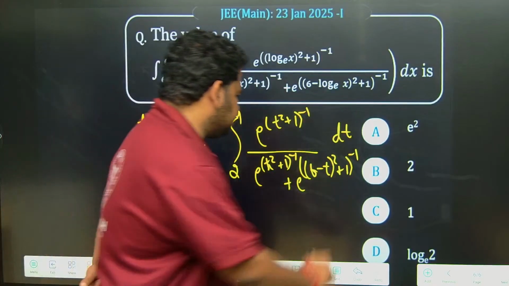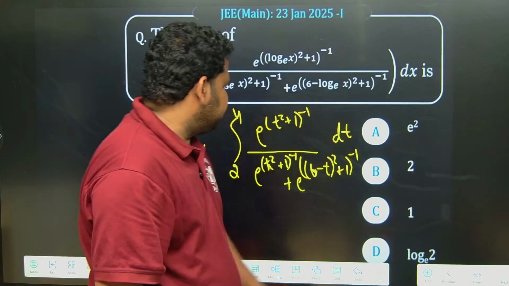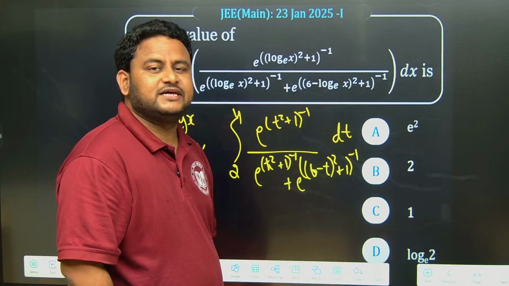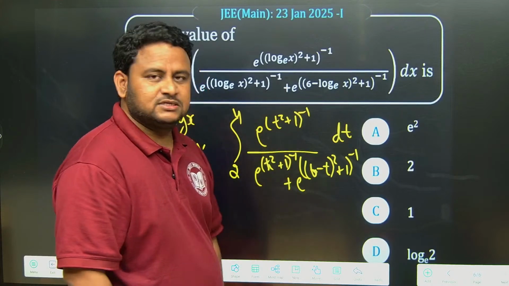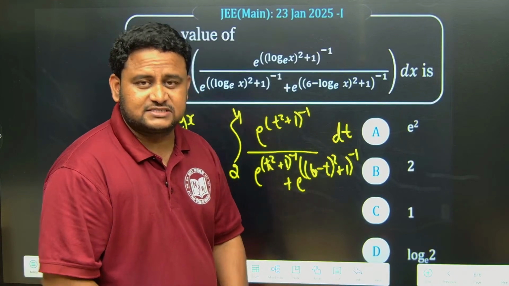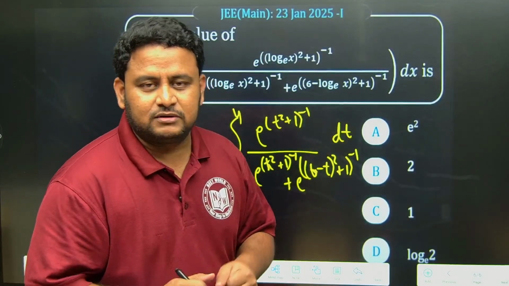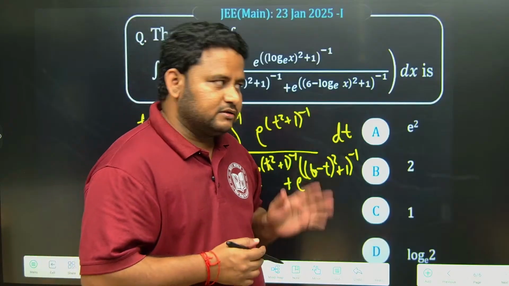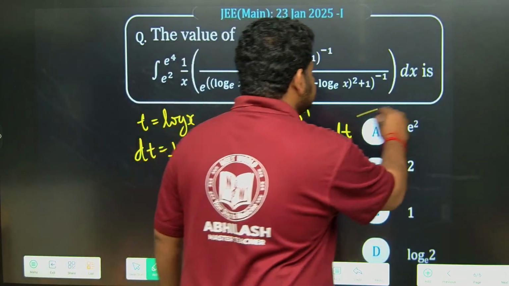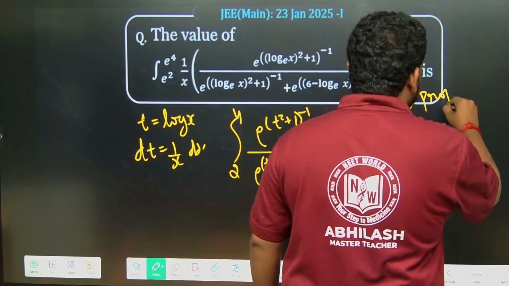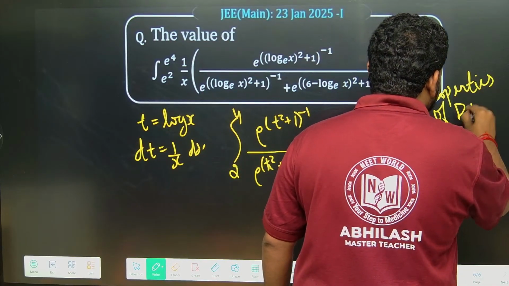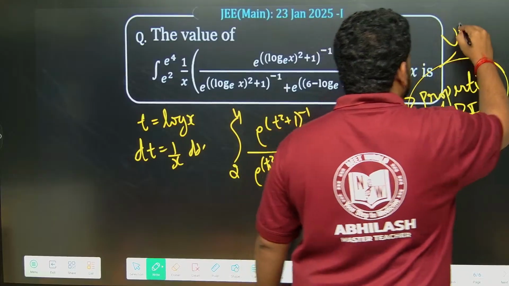Now looking at this, we will think that we will have to substitute again. This looks like a complex question, but there is something called properties of definite integrals. While telling the concept class, I told you there is something called King's rule. So this question is based on properties of definite integrals. This is a very, very important topic.